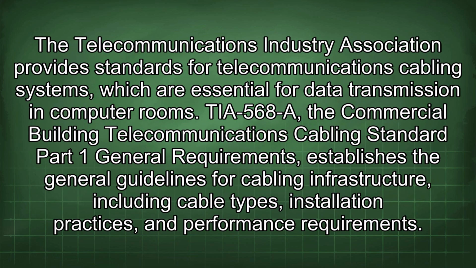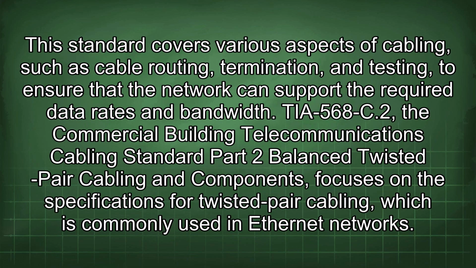The Telecommunications Industry Association provides standards for telecommunications cabling systems, which are essential for data transmission in computer rooms. TIA 568, the Commercial Building Telecommunications Cabling Standard Part 1 General Requirements, establishes the general guidelines for cabling infrastructure, including cable types, installation practices, and performance requirements. This standard covers various aspects of cabling, such as cable routing, termination, and testing to ensure that the network can support the required data rates and bandwidth.